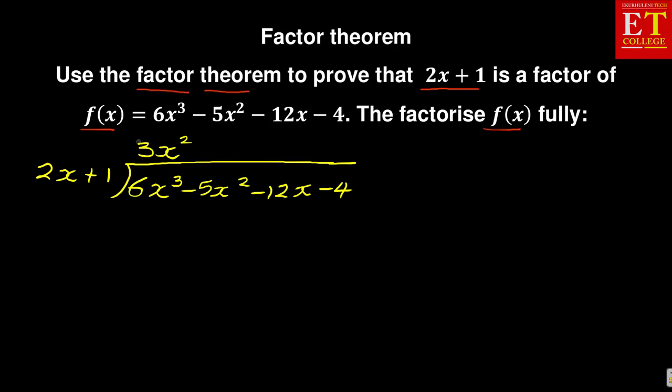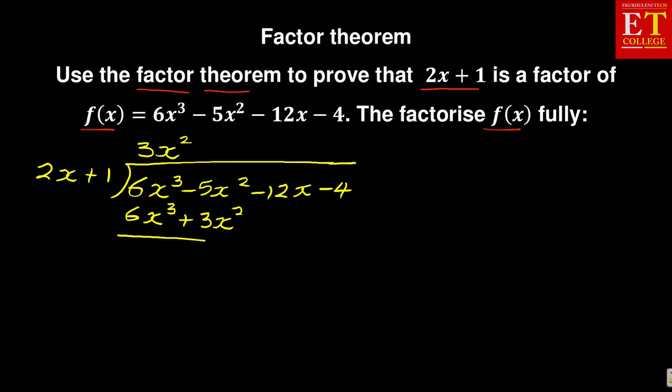Now the next thing is for you to multiply. The 3x squared will multiply the 2x as well as multiply the 1. So that's what you're doing and repeating every time. Now in this case, 3x squared times 2x, you still get your 6x cubed. So you have got your 6x cubed, and 3x squared times 1 is a positive 3x squared.